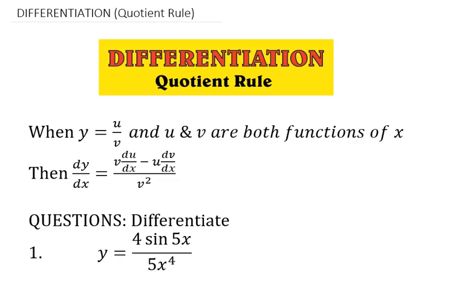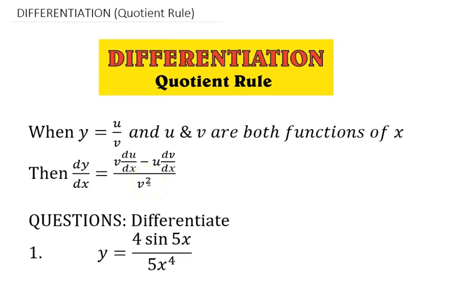As you can see on the screen, when y equals u over v, and u and v are both functions of x, then dy dx equals v du dx minus u dv dx, all over v squared. It's as simple as that.